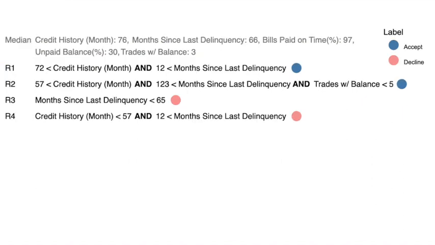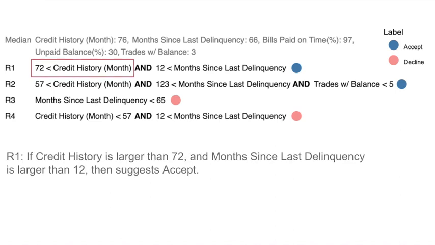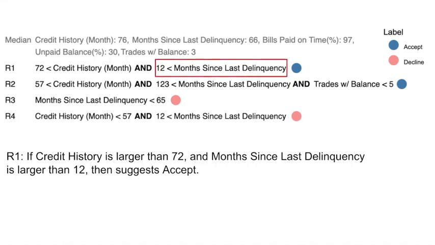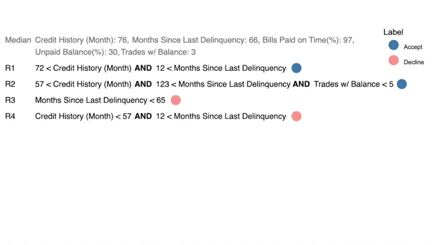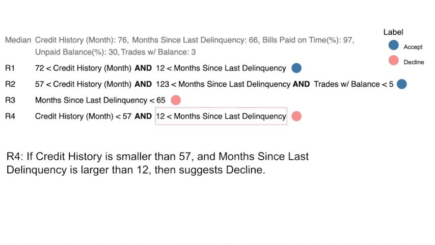value of this feature. In this diagram, we have four rules, R1, R2, R3, and R4. Each line is a rule. And when an application comes, if its credit history is larger than 72, and months since last delinquency is larger than 12, then it matches rule R1, which suggests accept. And if its credit history is smaller than 57, and months since last delinquency is larger than 12, then it matches rule R4, which suggests decline. As demonstrated, the color of each circle represents different labels, or suggestions in this credit card example.